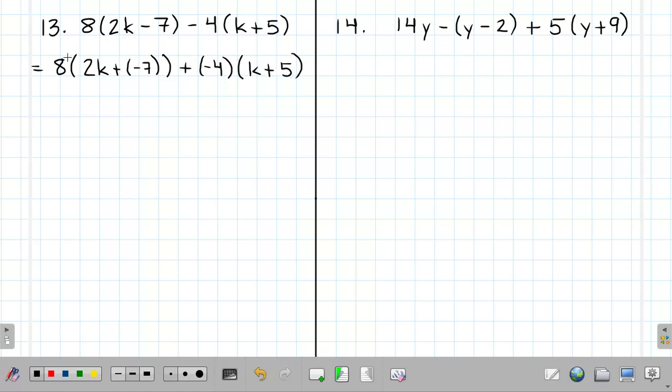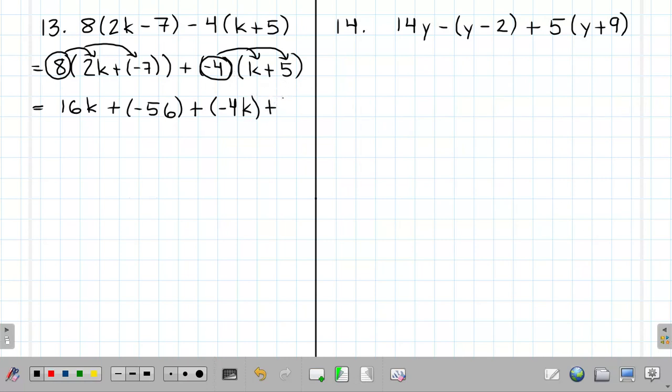Now we can clearly see we're going to distribute the 8 to the 2k and the negative 7. We're going to distribute the negative 4 to the k and to the 5. Doing all that, we get 16k, since 8 times 2 is 16, plus 8 times 7 is 56, and positive times a negative is negative 56. Knowing your times tables does come in handy there, but always double check yourself on a calculator if you need to. Plus negative 4 times k is negative 4k.